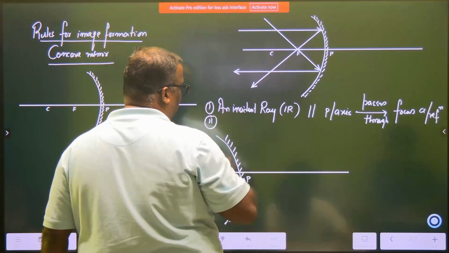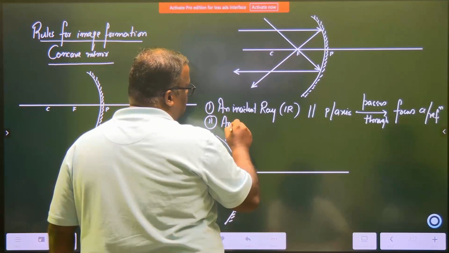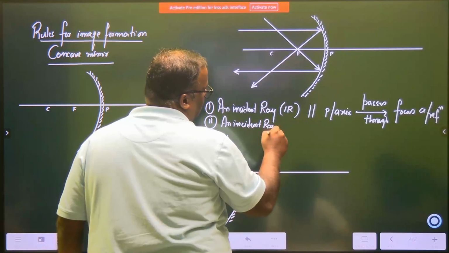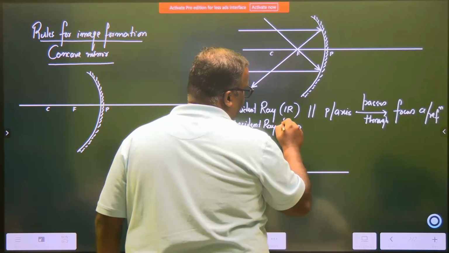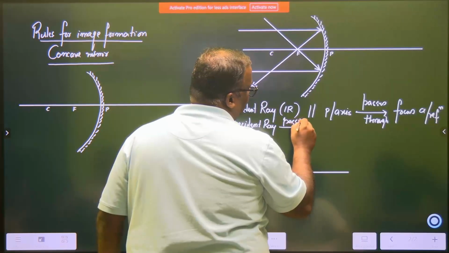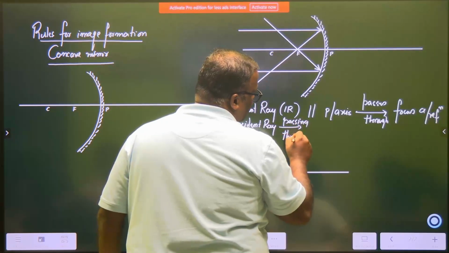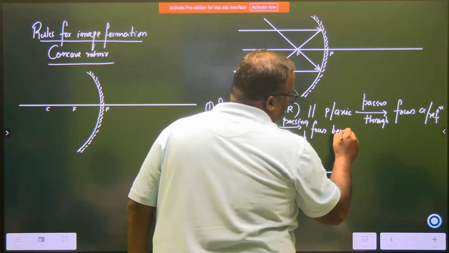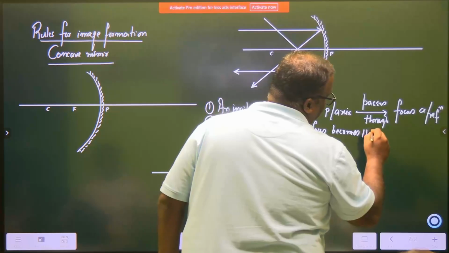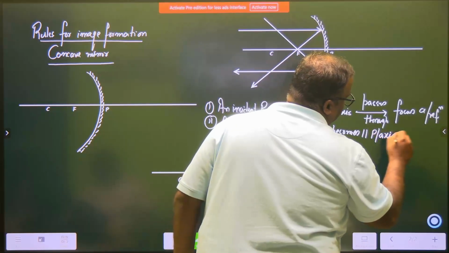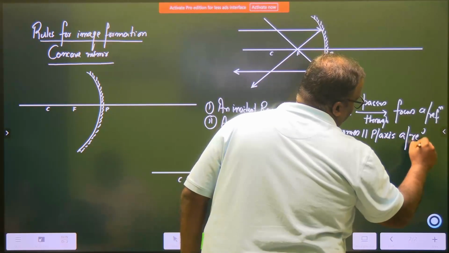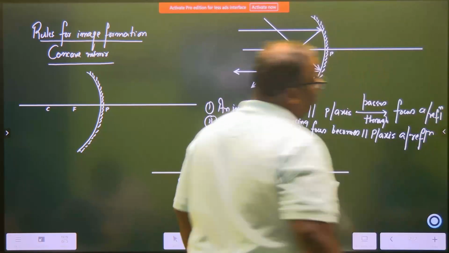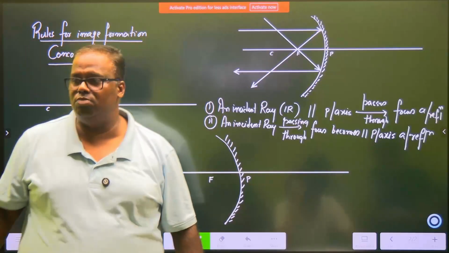So I'm now writing in words. An incident ray passing through focus becomes parallel to principal axis after reflection. You will write it only in English. You don't write REF to the power n. वो refraction भी हो सकता है.